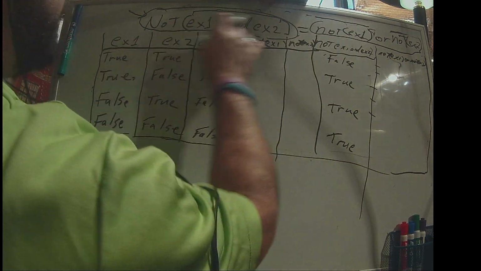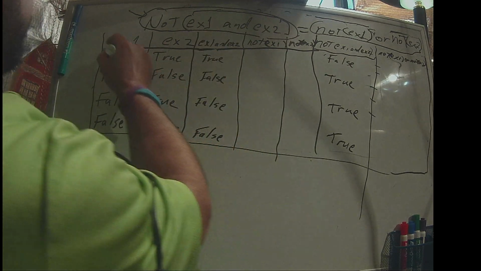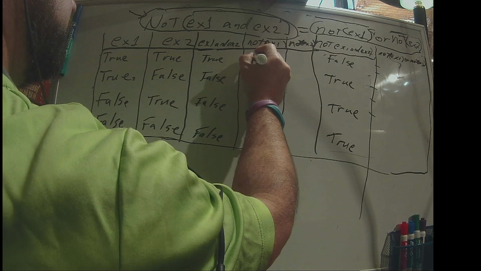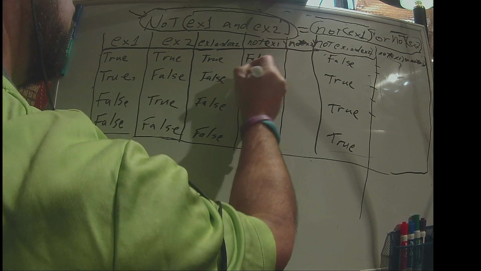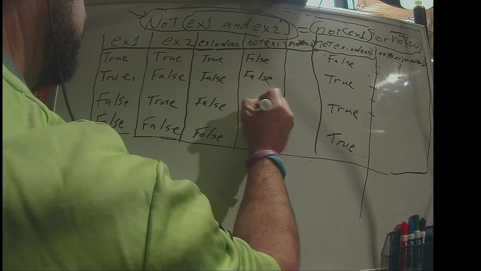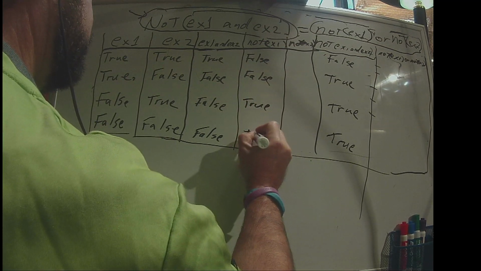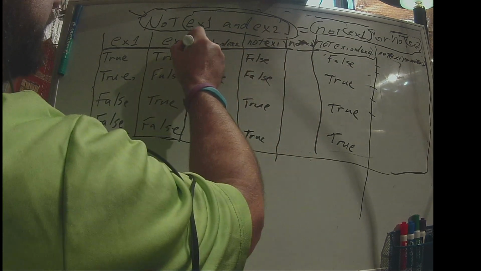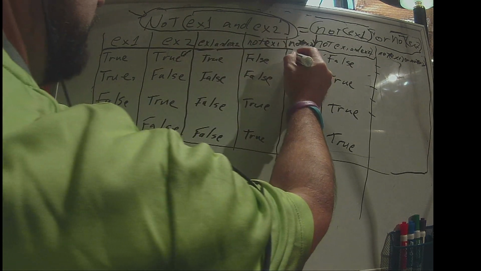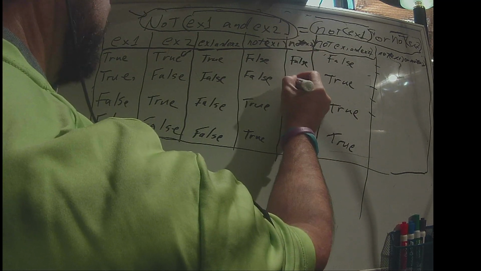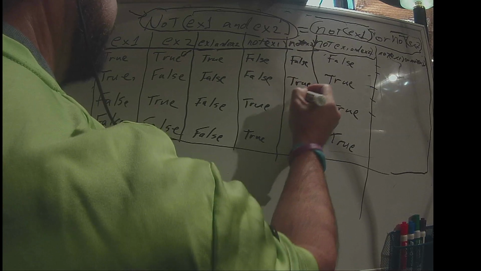Now we have not EX1. All we do is take the EX1 column, and wherever there's a true, we write a false, and wherever there's a false, we write a true. So it'd be false, false, true, true. Not EX2, we do the same thing. We look at the EX2 column, and wherever there's a true, we put a false, and wherever there's a false, we put a true. So false, true, false, true.